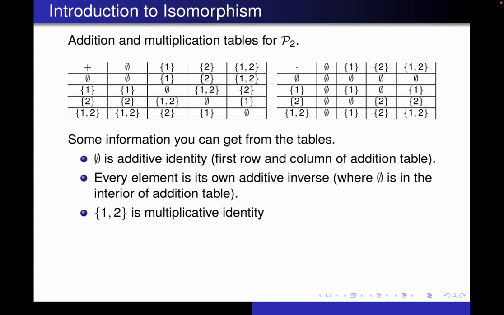You can see that the set containing 1 and 2 is a multiplicative identity. If you shift over to the multiplication table and look at the last row and the last column of the multiplication table, you can see that the set containing 1 and 2 leaves everybody alone with multiplication. In that last row, every element above that row matches what's in that row. And similarly with the last column.